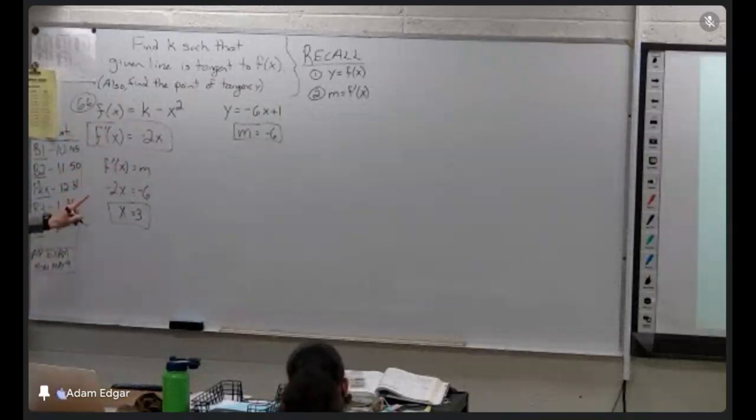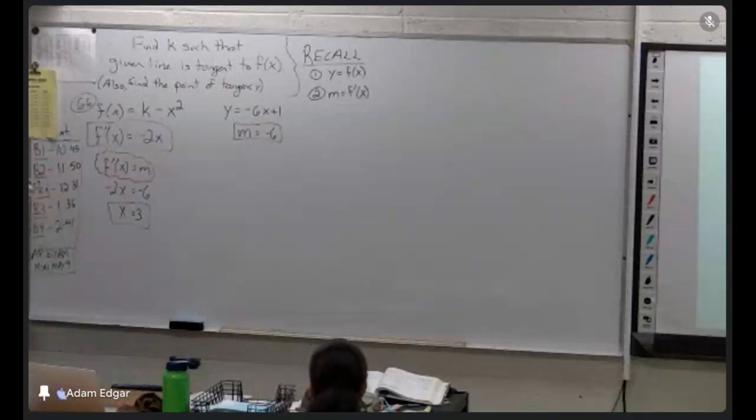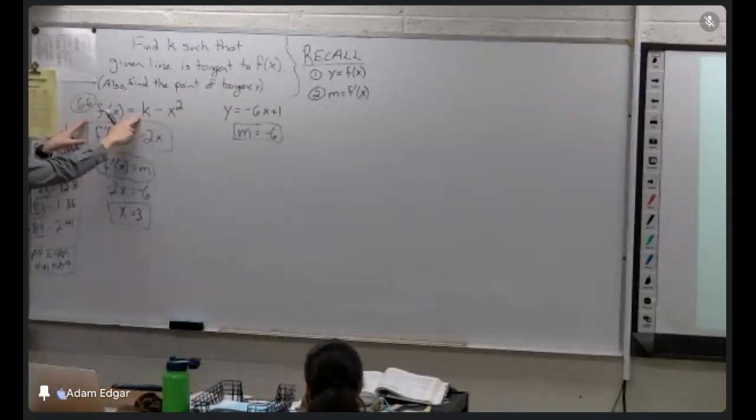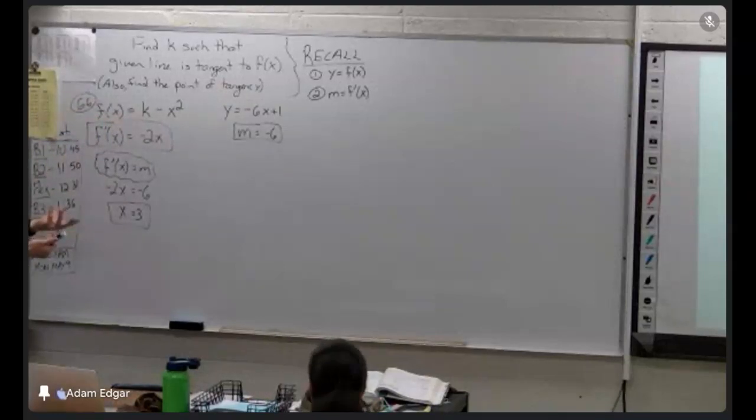So now that we've got that, we can come over here, and we've used up derivative and slope. What haven't we really used yet at all? Y or f of x. So let's use those. We have an equation for y and we have an equation for f of x. If this line is going to be tangent to this curve, that means they have to intersect somewhere. And where are they going to intersect? When x equals 3.